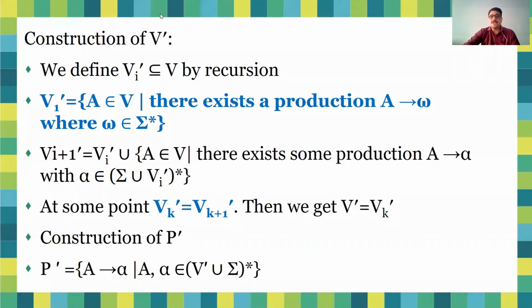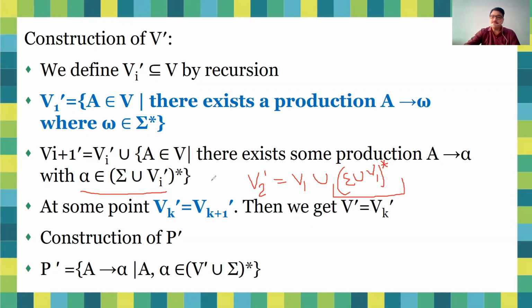You should keep your focus on this point. Suppose you are calculating V2'. In this situation, you have to write here V1' union the production, terminal union V1' combination, produced by the variable. We have to write the name of the variable here, those producing (V1' union terminal) whole asterisk, right?